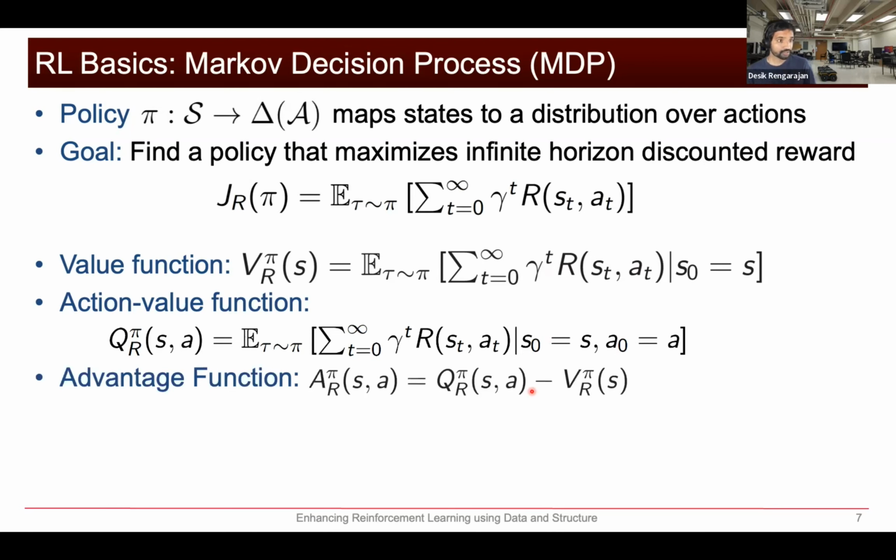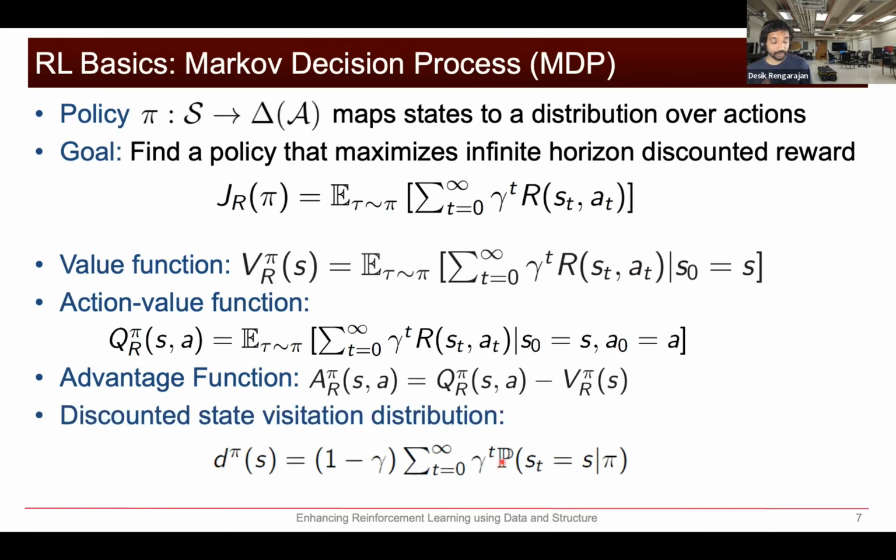The advantage function is something which we'll be using in reinforcement learning constantly. The advantage function tells you what's the advantage of taking action A in state S. So it's the difference between the Q function and the value function. And another term that we'll be using constantly throughout this presentation is the discounted state visitation frequency, which tells you that suppose an agent executes policy pi in an environment, what is the distribution of states it visits?